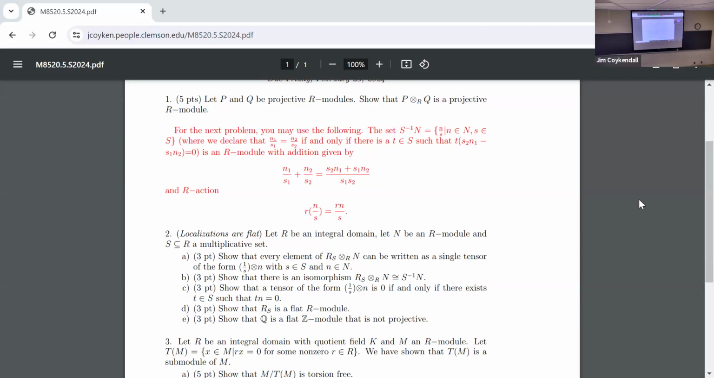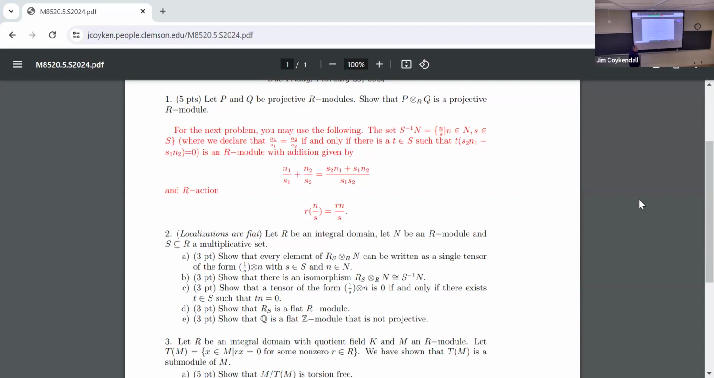So let R be an integral domain, N be an R module, and S inside R a multiplicative set. Show that every element of R localized at S tensored with N can be written as a single tensor, and not only that, a single tensor of this form, which is kind of cool, right? So in other words, you can almost think of an element of this as sort of 1 over S times N, loosely speaking. Show that there's an isomorphism between R_S tensor N and S inverse N as reported above.